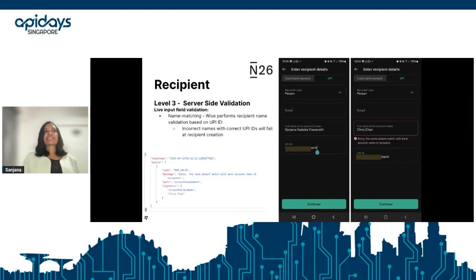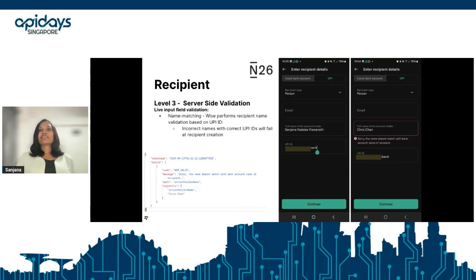Then the next level of recipient validation is server-side validation. So why do we need this? Quite a lot of times when the payment is actually created and it's gone out, we get failures. And then we realize, or we learn, that these failures could have been preempted earlier in the flow by giving enough validation to the end customers to say that this information does not look correct.